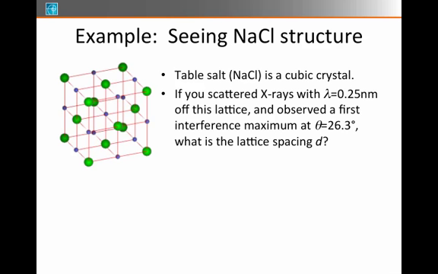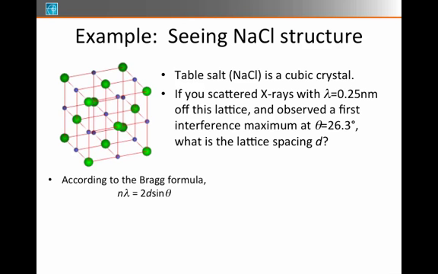Let's look at an example of X-ray scattering off of sodium chloride, which is a cubic crystal. If you imagine scattering X-rays with a wavelength of 1/4 of a nanometer off of this lattice and observed a first interference maximum at an angle of 26.3 degrees, could you use this information to deduce what is the lattice spacing, or the distance d between atoms in this particular cubic lattice?